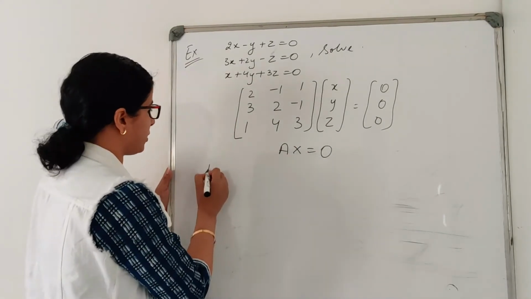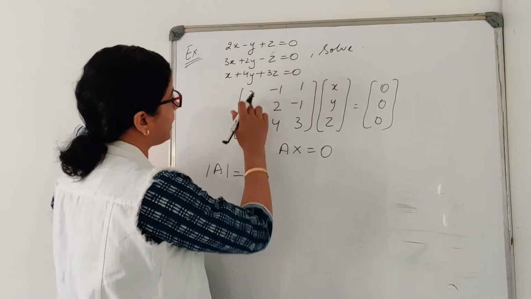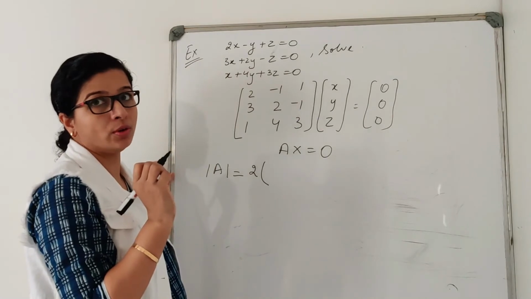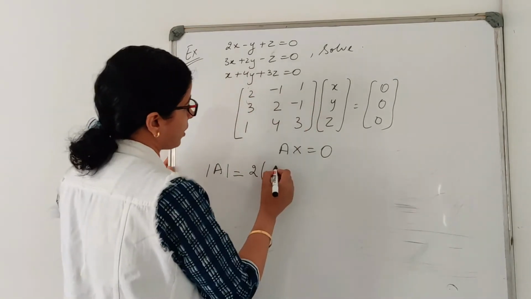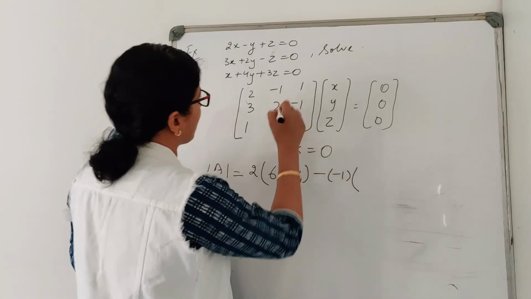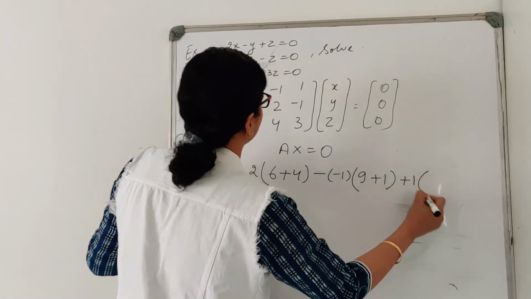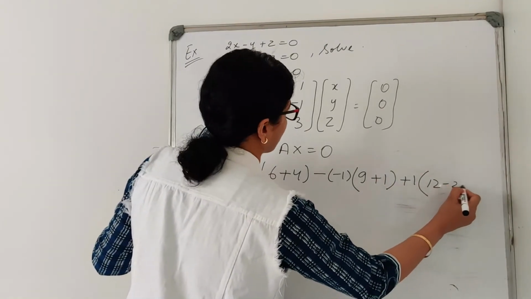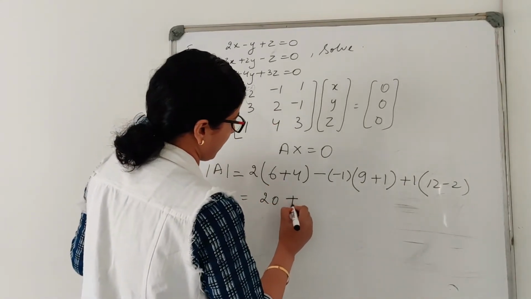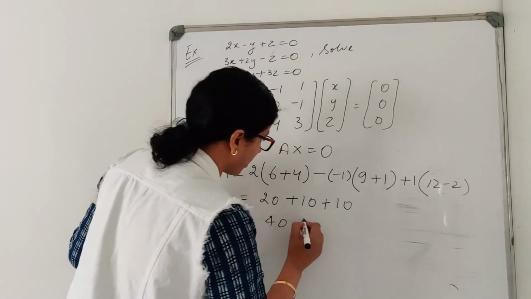Now I will find the determinant of A. Okay, so the determinant of A is 2, leaving the corresponding row and column. We are finding it using expansion of the first row. Take 2, leave the corresponding row and column. Minus of minus 1. What are you left with? 9 plus 1 plus 1, 12 minus 2. Okay, so this is 20 plus 10 plus 10. It is equal to 40, which is not equal to 0.